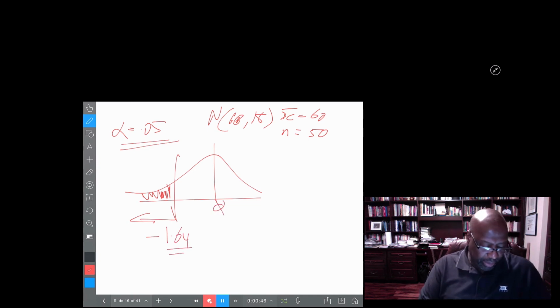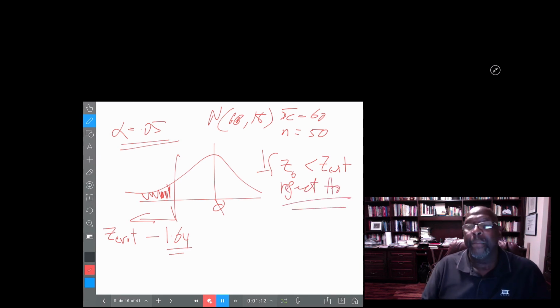And so our decision will be: if our Z observed is less than Z critical, this is our Z critical right here, we will reject H0. All right? We would reject H0. And so in that case, we could actually go ahead and compute our Z value.